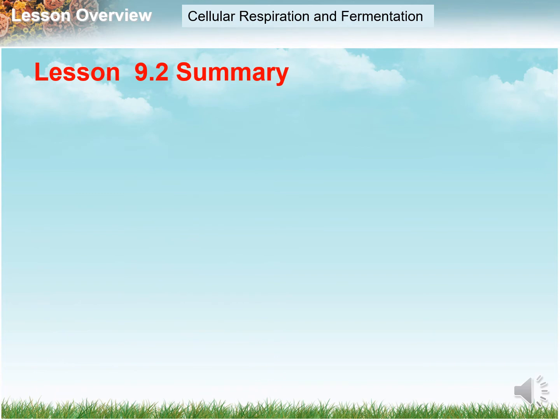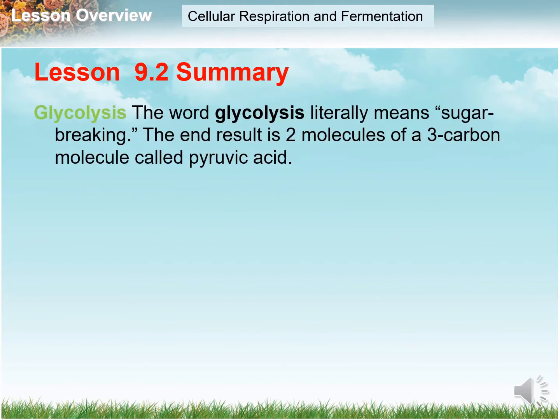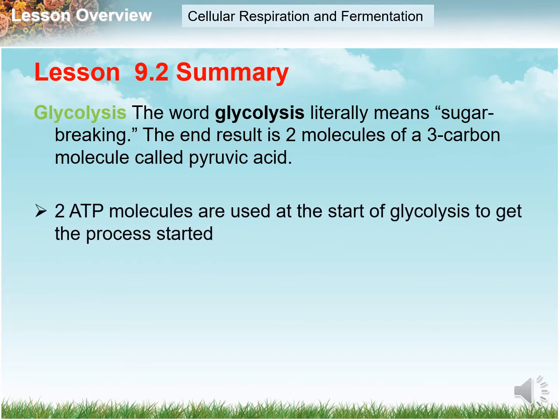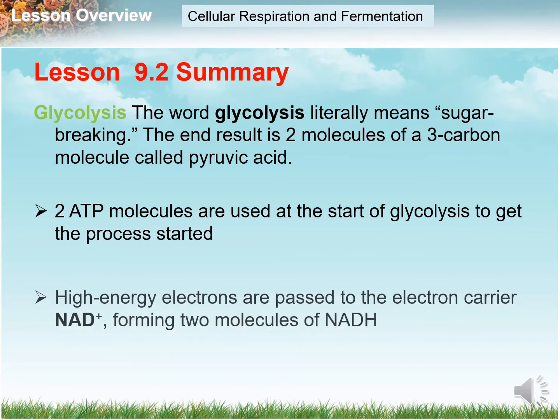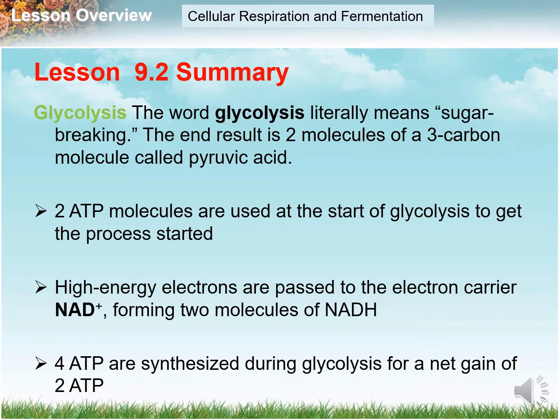So let us now summarize Lesson 2, which is the process of cellular respiration. In glycolysis, the word glycolysis literally means sugar breaking. The end result is 2 molecules of a 3-carbon molecule called pyruvic acid. 2 ATP molecules are used at the start of glycolysis to get the process started. High-energy electrons are passed to the electron carrier, NAD+, forming 2 molecules of NADH. 4 ATP are synthesized during glycolysis for a net gain of 2 ATP.